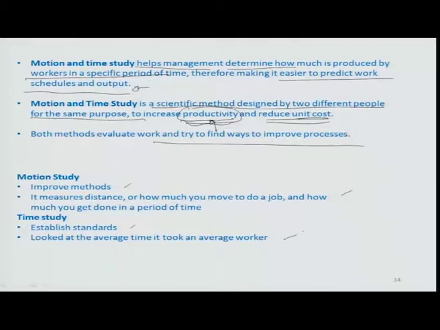So, I think we are aware of what these two concepts, motion and time study, do in work study. In the next lecture, we would try to have details about how they can be practically implemented for estimating cycle times and some other important parametrics.